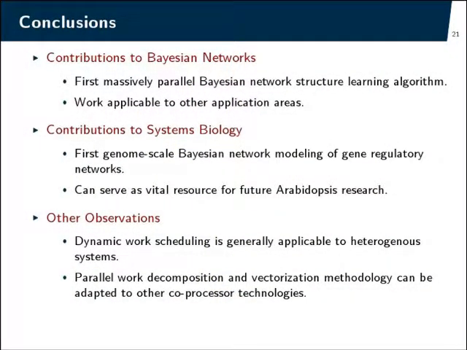And then just to conclude, we have contributed to Bayesian networks. This is the first massively parallel Bayesian network structure learning algorithm. This is applicable in various other application areas. Whichever application areas are using the same scoring function, this can directly be applied. Otherwise, the scoring function will have to be re-implemented and the remaining framework stays the same.